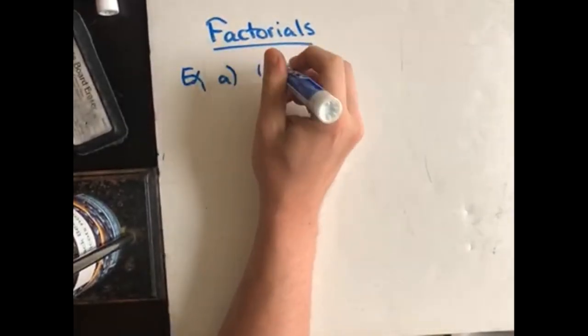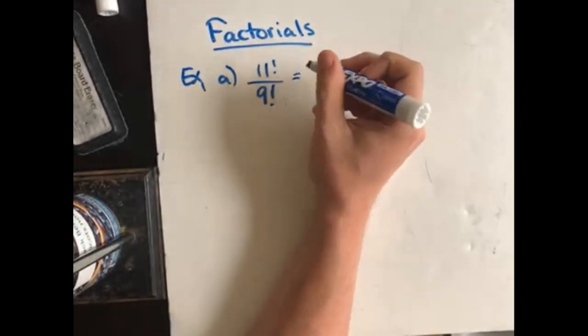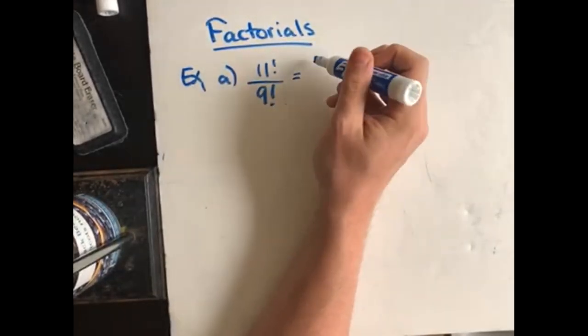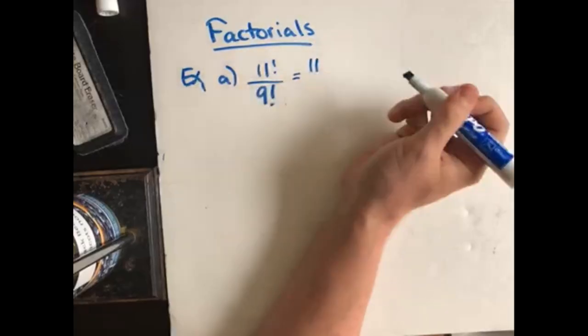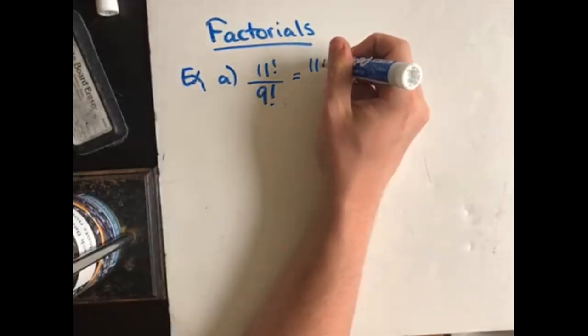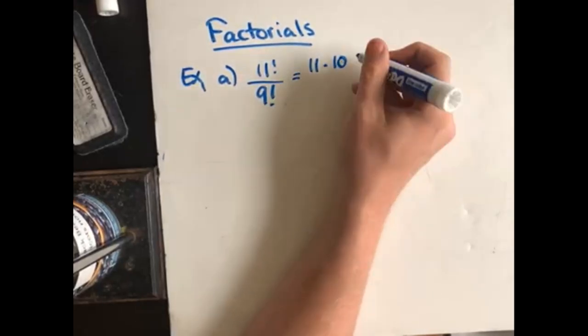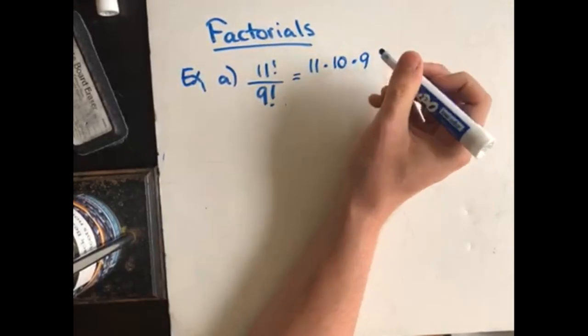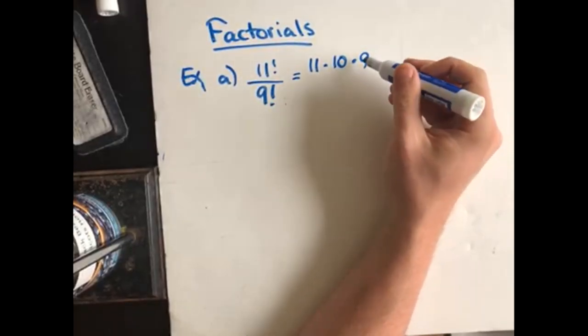11 factorial over 9 factorial. Now, how do we simplify this without a calculator? Because that would be a very provincial exam type question. What we do is we always take the larger number first, and we break it down as a factorial. Remember, we always start off with whatever the number is, which would be 11 in this case, times the next number 10, times the next number 9. Technically that would keep going all the way down to 1, but I'm going to stop here.